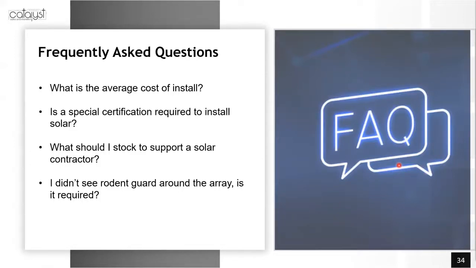So some frequently asked questions. What is the average cost of install? Pricing on all of these components and installation is typically done on a per watt basis. So the average cost of install right now, this is actually published on the Efficiency Nova Scotia website under the Solar Homes program, is around $2.90 a watt, tax in. So that's what the average homeowner right now would be paying. That drops significantly as you go up in size.